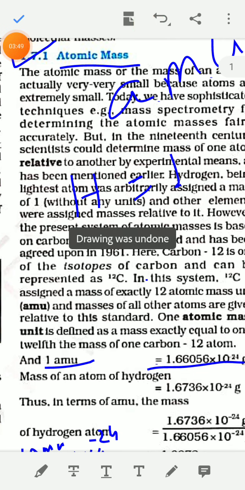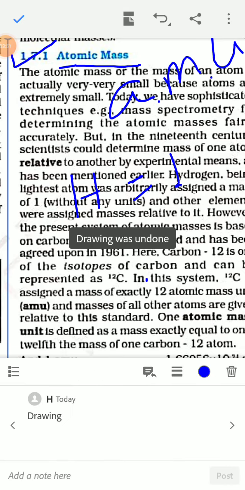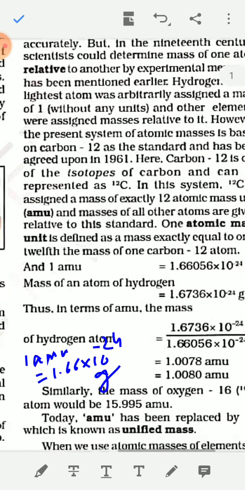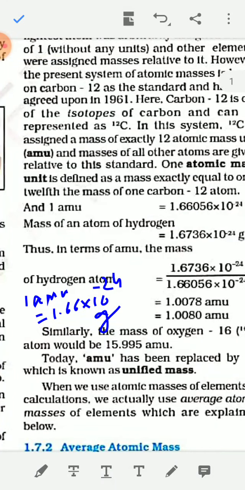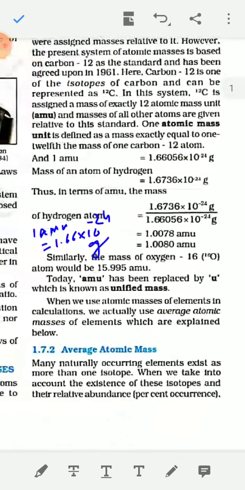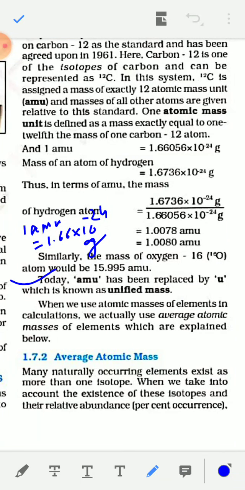This is important, otherwise you will not be able to calculate the molecular mass of different compounds. Atomic mass is expressed in AMU, atomic mass unit, or it is also expressed in unified units. Today AMU has been replaced by u, which is known as unified mass.